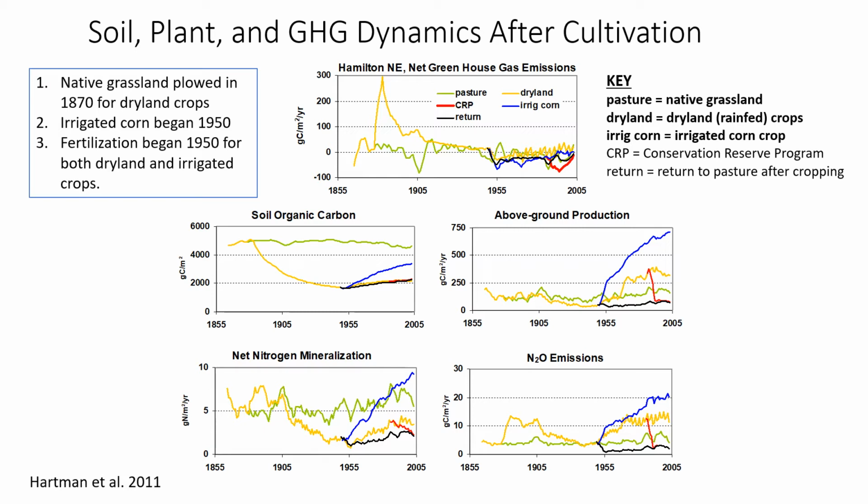So what we have here are 5 graphs. Total net greenhouse gas emissions over the whole 120-year period is the top graph. Soil carbon, above ground production, net nitrogen mineralization, and N2O emissions. So let's take a look at how all of these different output variables of the DayCent model change over time.